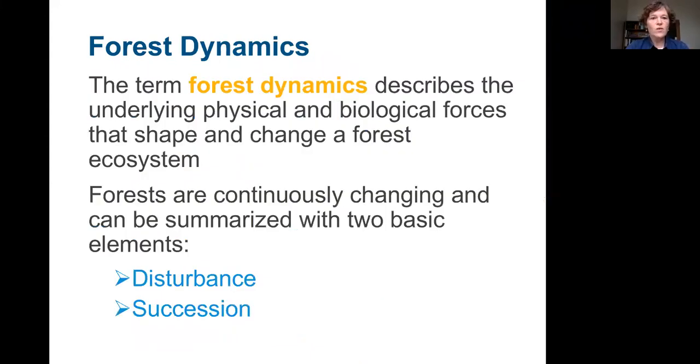So first thing is the term forest dynamics. This describes underlying processes, both physical and biological, that shape forest ecosystems. While you don't always notice it, forests are continuously changing. The forces that interact to change forests can be basically summarized by disturbances, so that could be insects, bark beetles, drought, fire, and then succession. So what happens after the disturbance? It's easy to think that forests stay the same because they change on time trajectories that are longer than what we're used to thinking about. But these dynamic elements of disturbance and succession really shape forest structure and composition and ecosystem processes.